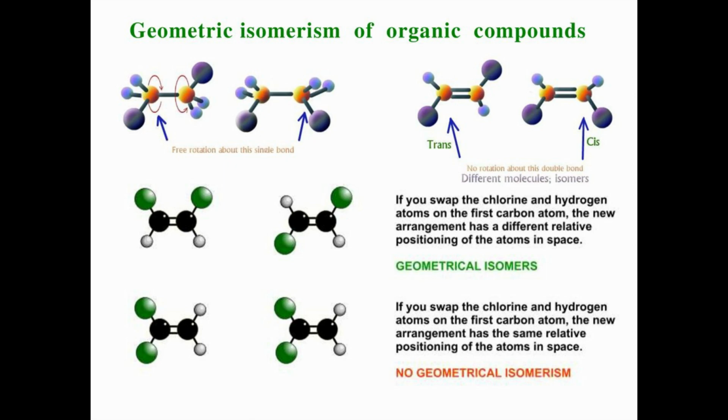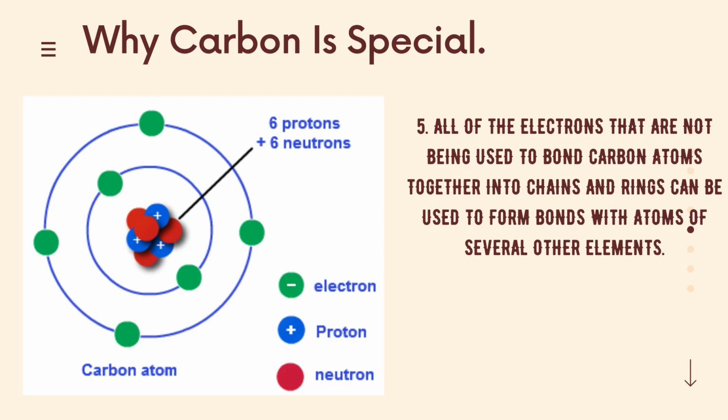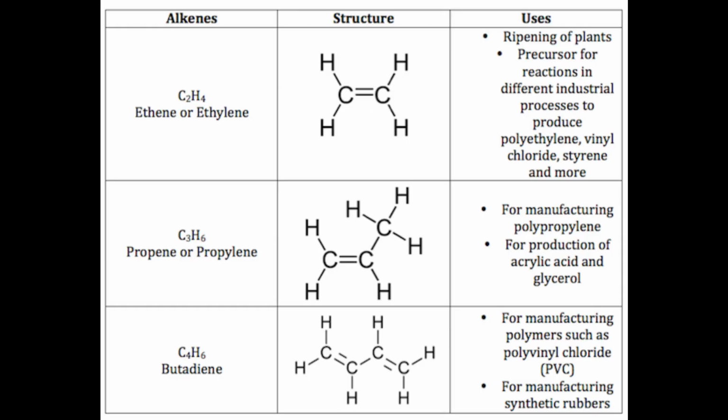And the fifth and the last reason is that all of the electrons that are not being used to bond carbon atoms together into chains and rings can be used to form bonds with atoms of several other elements. The most common element is hydrogen, which makes the family of compounds known as hydrocarbons.